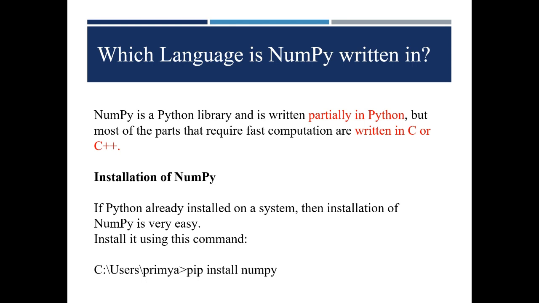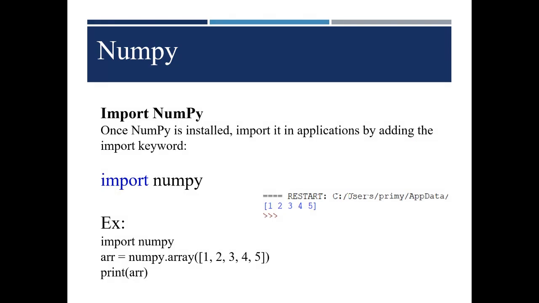Next, before starting to work with Python NumPy, you need to install NumPy. If it is already installed in the system, then using NumPy is very easy. You can also install it using the command pip install numpy. Once you have installed numpy, import it by using the import keyword. For example, import numpy, arr = numpy.array([1, 2, 3, 4, 5]) and print arr. This will print 1, 2, 3, 4, 5 in a format like a list.